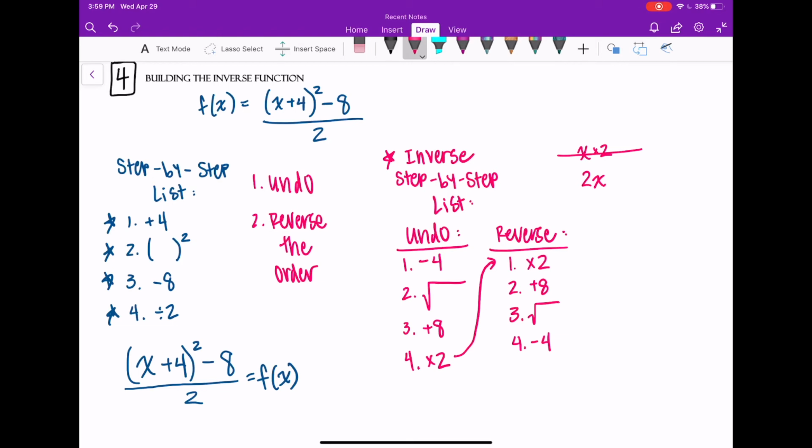Our next step says we have to add 8 to the entire quantity, so that's exactly what I'm going to do. Then it says we have to square root the entire quantity. So I'm going to square root the entire quantity. And then it says, lastly, I have to take away 4 from the entire quantity. And this is indeed our inverse function of x.